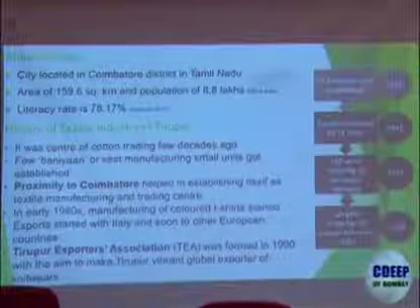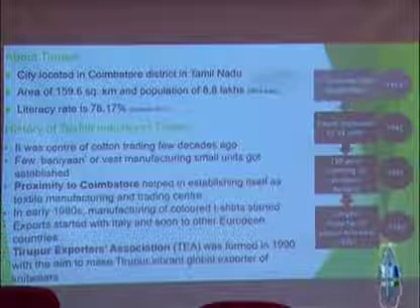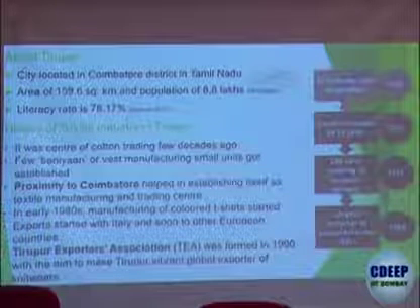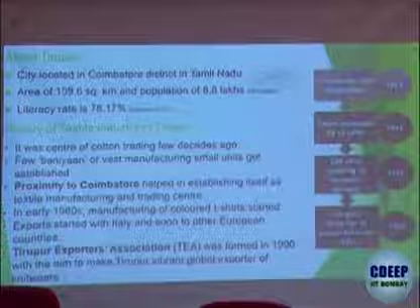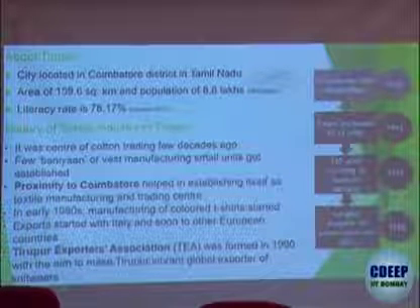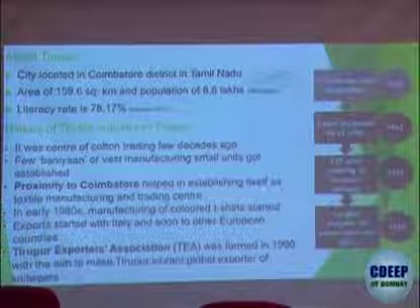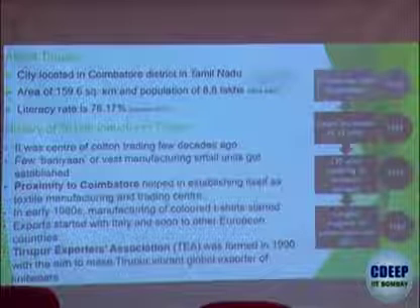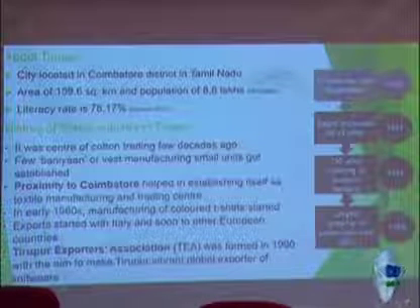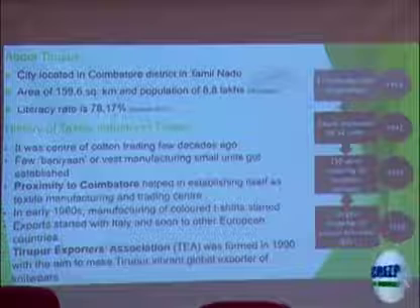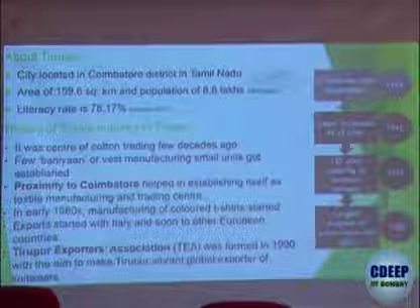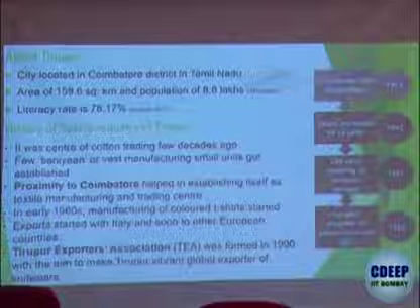So when it comes to caste as social capital, the biggest success story is Tirupur, which was discussed by sir in the class also. Next. So Tirupur is a small town located in Tamil Nadu near the city of Coimbatore. Its area is 159.6 square kilometers, the population is 8.8 lakhs, and the literacy rate is more or less about what is the literacy rate of India.